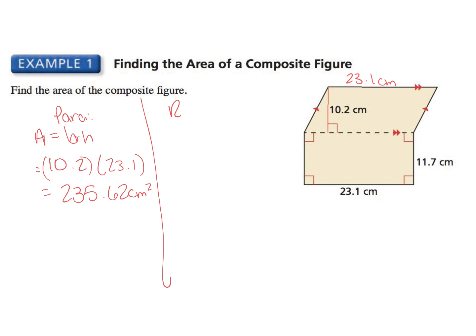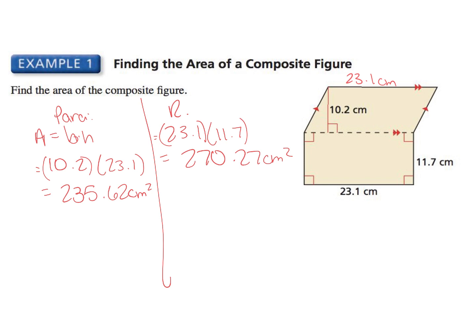And now for the rectangle, it's base times height, or length times width is how the book labels it. You guys know it either way. 23.1 times 11.7, and that gives us 270.27 centimeters squared. Now that we have those two pieces, we're going to add them together.